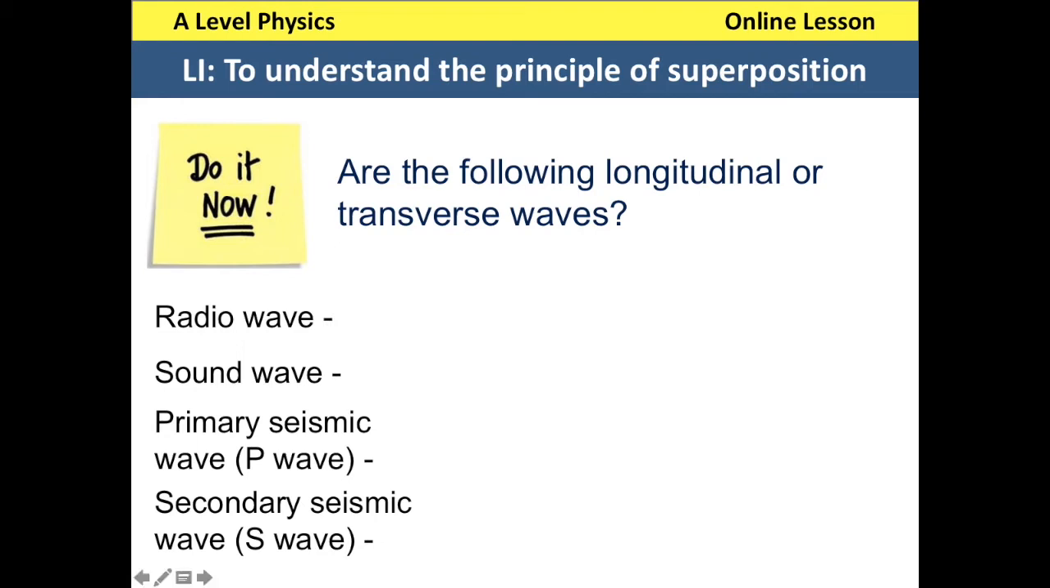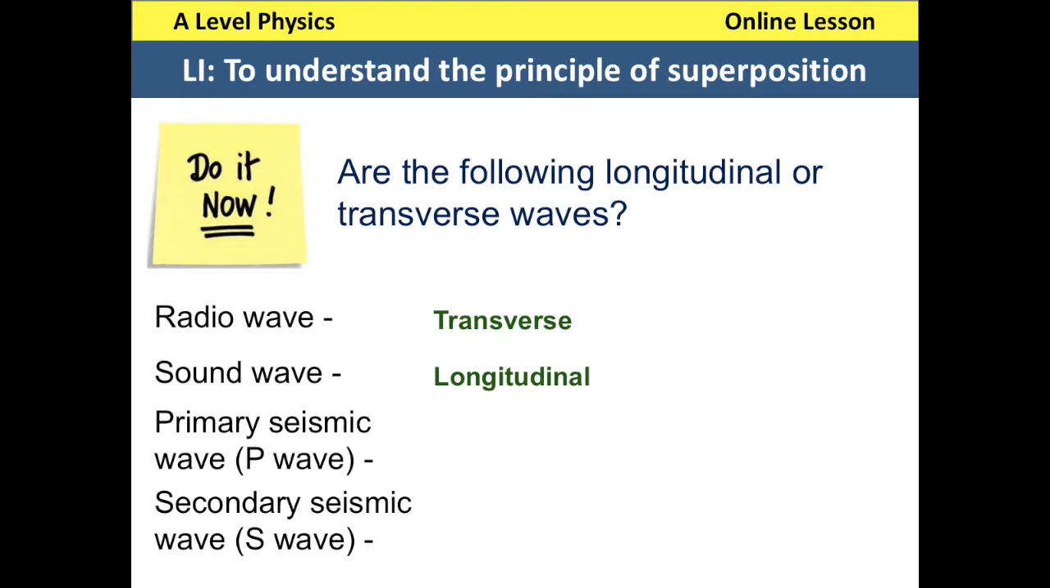So, radio waves, like all electromagnetic waves, are transverse waves, which means, of course, that they oscillate perpendicularly to the direction of energy transfer. Sound waves, on the other hand, are longitudinal waves, which means the oscillations in those are parallel to the direction of energy transfer.